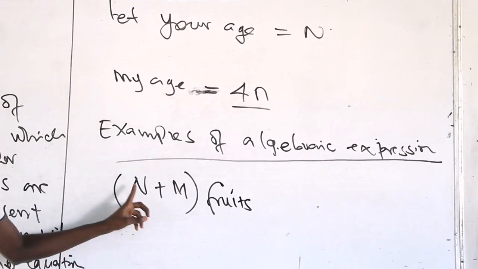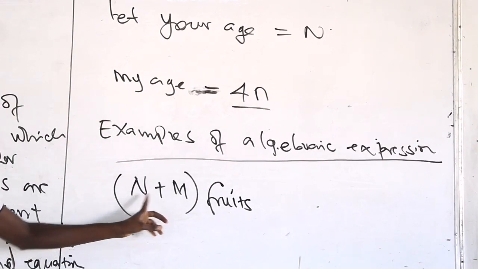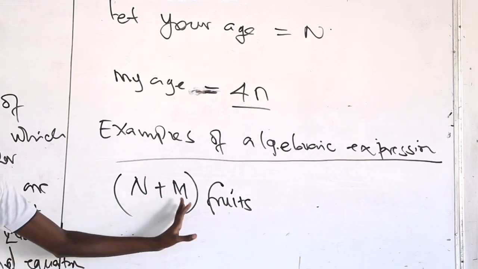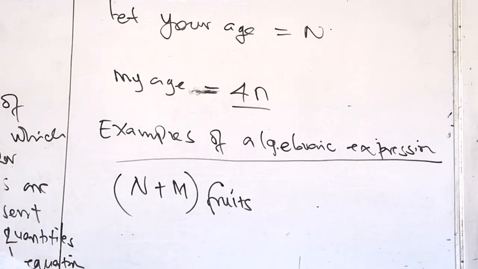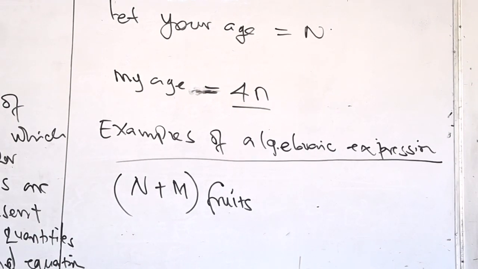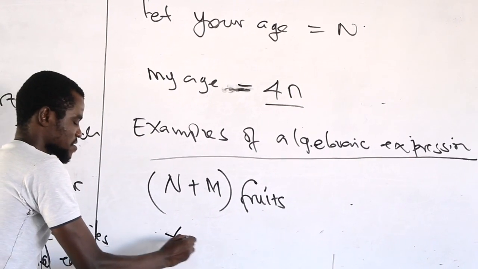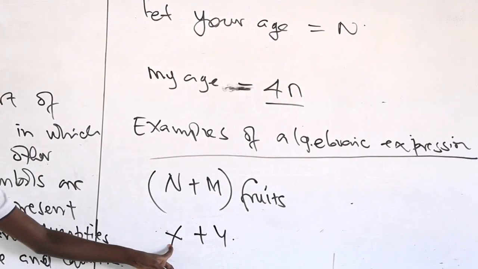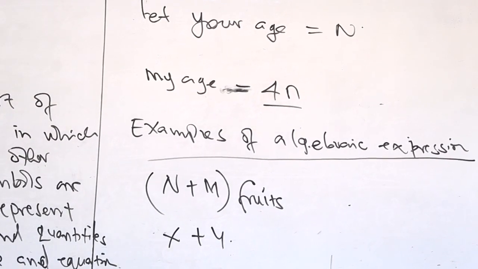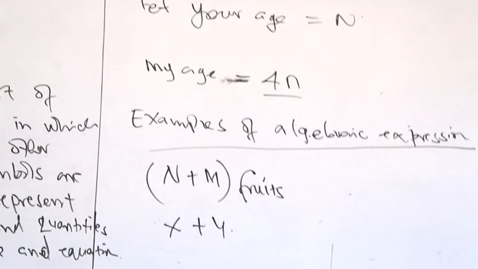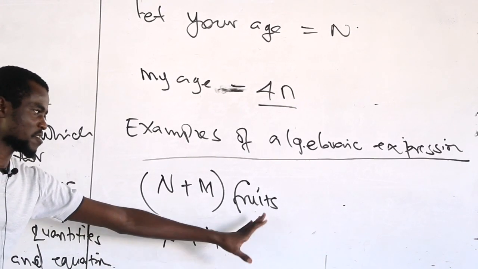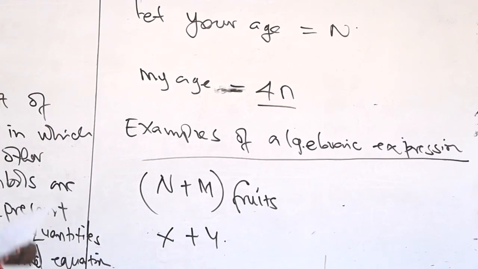If I say n represents the number of oranges, m represents the number of mangoes, then in total, when they are added, I will say I have n plus m fruits. And in this case, this is algebra. This is an example of algebra. I can also say I have x plus y. In this case, these are letters. So this is an algebraic expression using letters to represent values in a given mathematical expression. Then we end up with algebra. So that is how algebra is expressed.